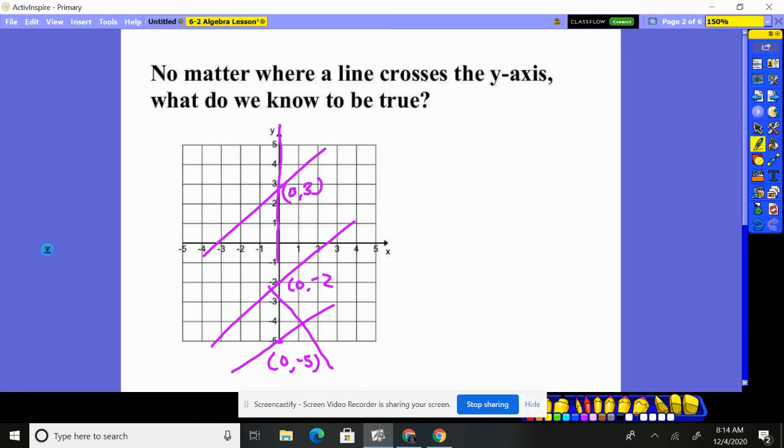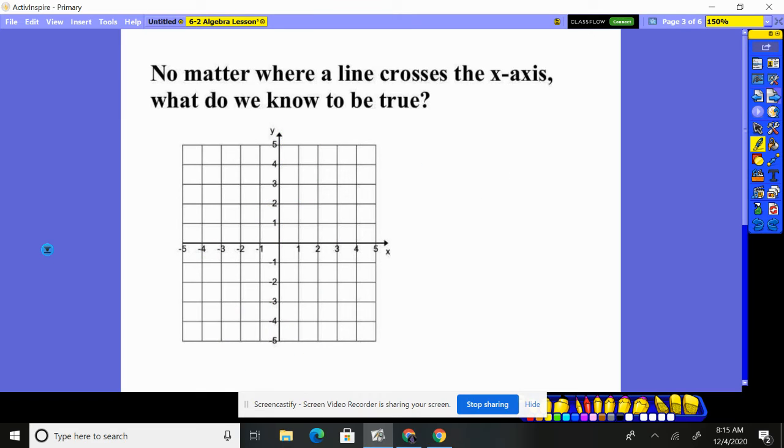Every single time it's crossing this axis, the x value is 0. We don't know what the y is. The y can be different, as we see, it crosses at 3 and -2 and all these. But what we do know to be true is that when it's crossing the y-axis, the x value is 0. Well, let's change that also.